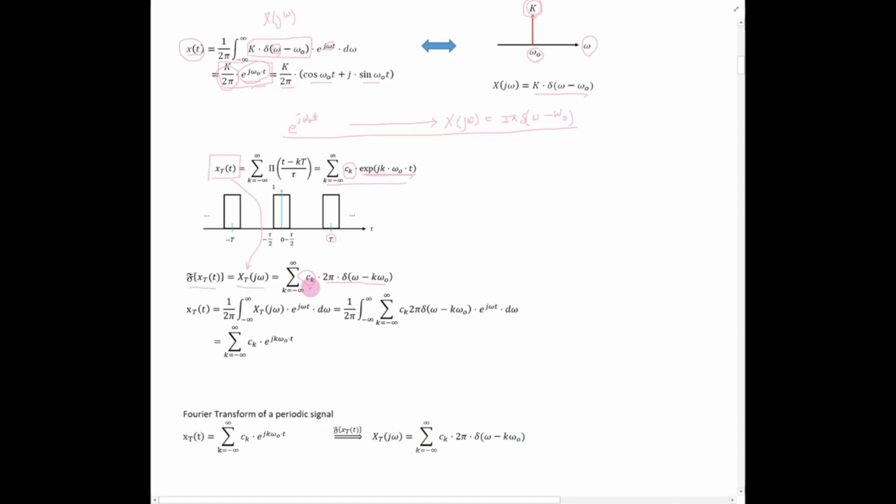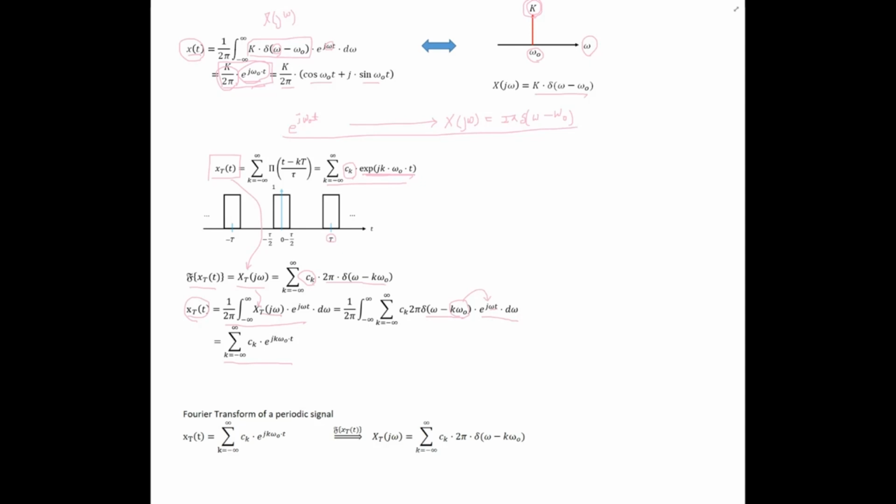And the inverse Fourier transform can be found by these expressions. Then we can replace X(jω) here. Then it will give 1 over 2π, the sum of c_k times 2π δ(ω − kω0), and taking integration over ω. Then you know that it is only non-zero at kω0, so we can replace ω with kω0. Then it will give this one. This one is just the Fourier series.